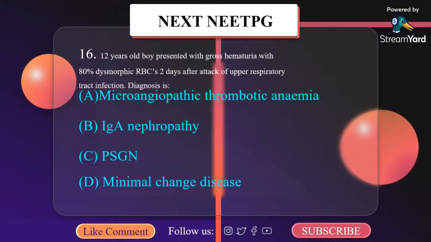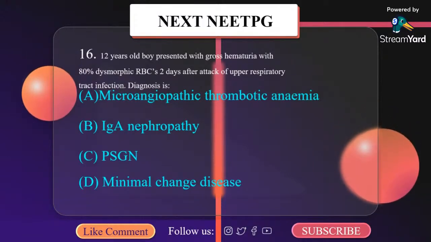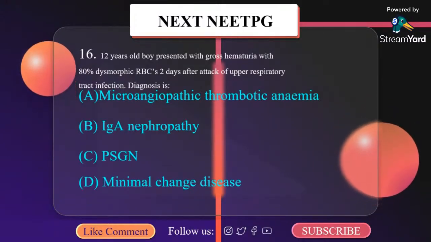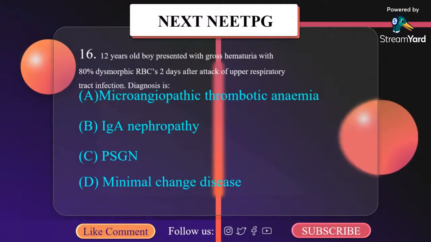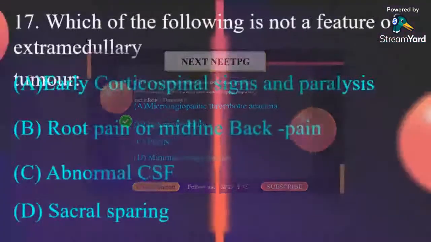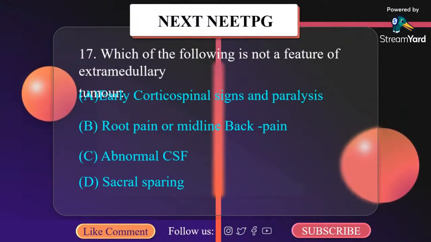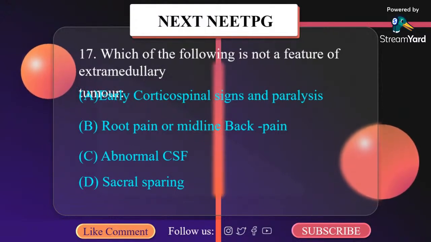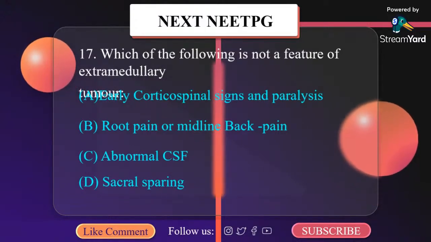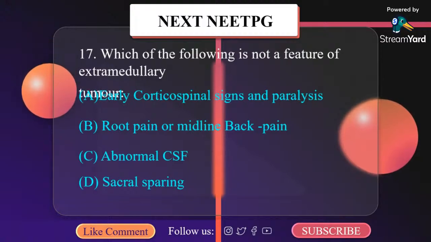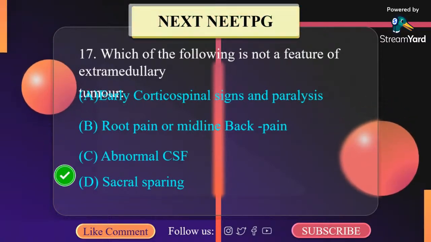A 12-year-old boy presented with gross hematuria with 80% dysmorphic RBC 2 days after an attack of upper respiratory tract infection. Diagnosis is IgA nephropathy. Which of the following is not a feature of extramedullary tumor? A. Early corticospinal signs and paralysis. B. Root pain or midline back pain. C. Abnormal CSF. D. Sacral sparing. Correct option here is D.